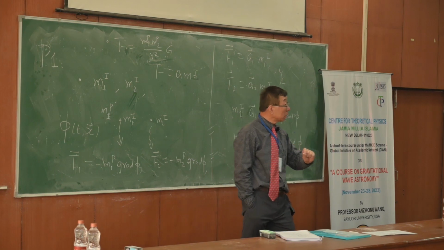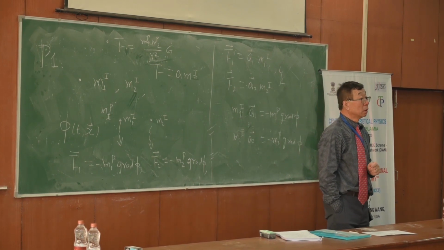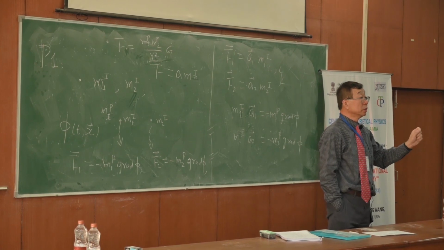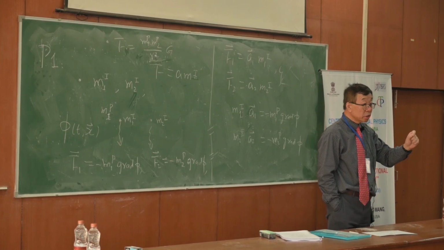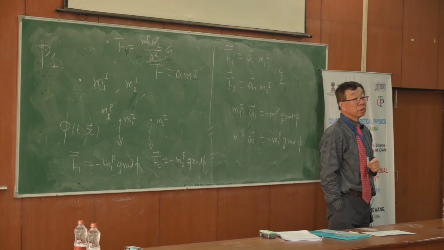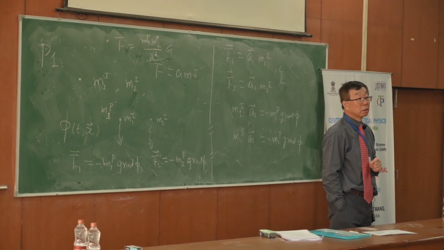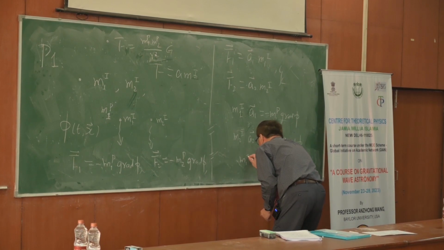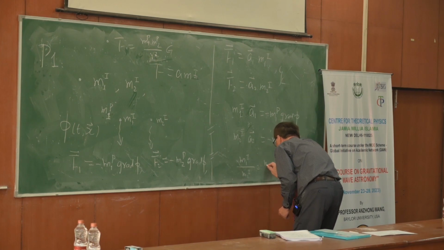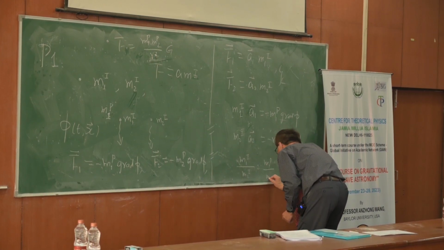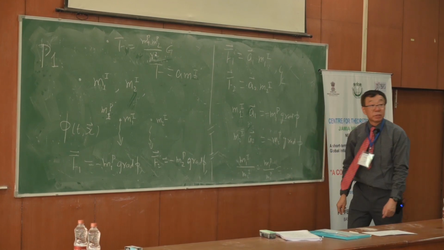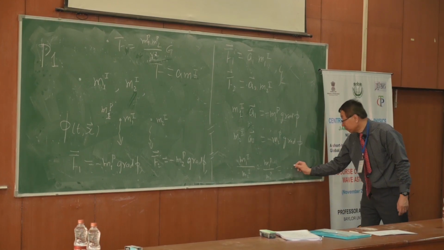You see, now I'm purely using Newtonian gravity. Why? Because Newtonian gravity also holds this principle. So Einstein just borrowed this principle from Newtonian theory. So then I have M1I over M2I equal M1P over M2P. If you have many particles, all of them should be equal.